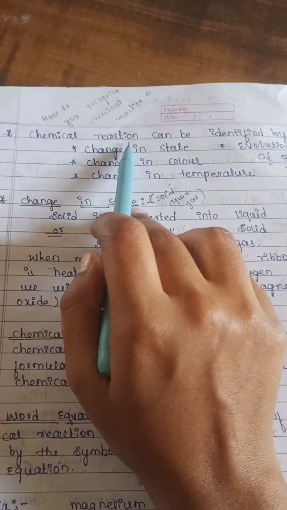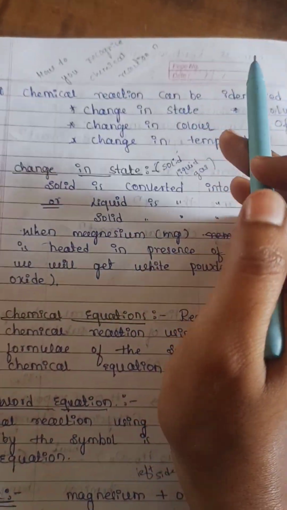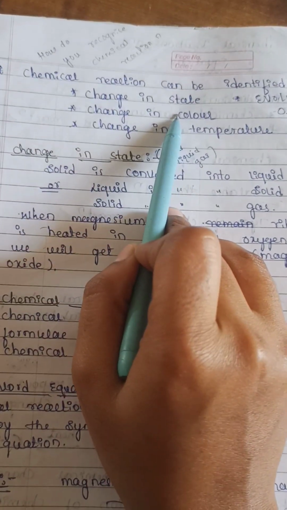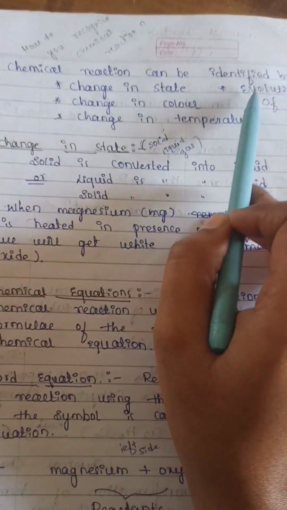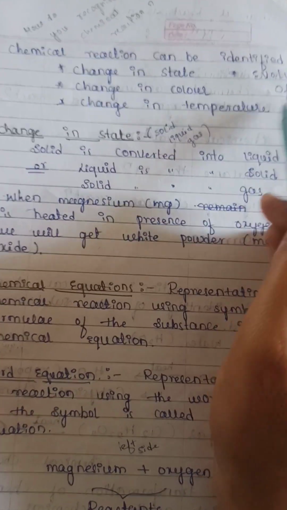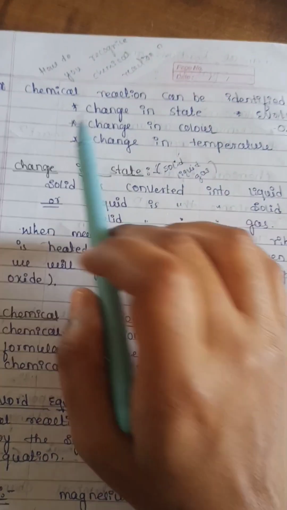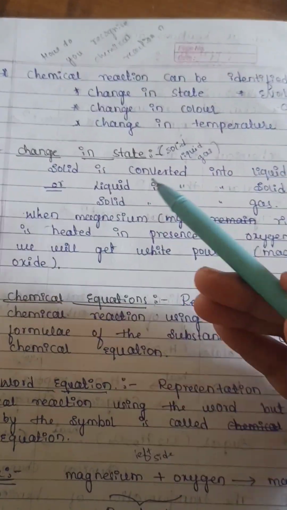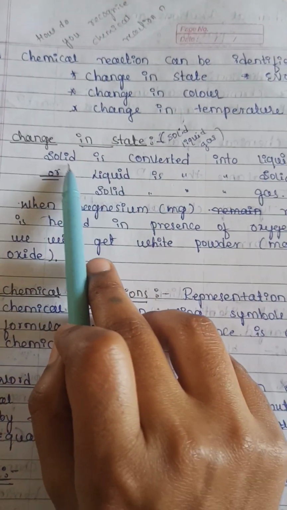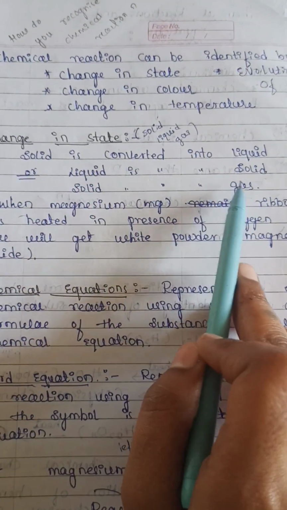See, now how a chemical reaction can be identified. How are we going to identify a chemical reaction or chemical change? If there is a change in state, a change in color, a change in temperature, or if a gas is evolved, by identifying these things we can understand a reaction has taken place. So that is a chemical reaction. We will discuss one by one. See, change in state. Solid may be converted into liquid, liquid may be converted into solid, solid may be converted into gas.